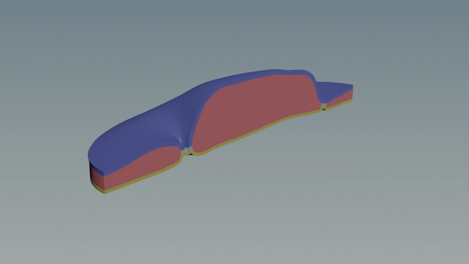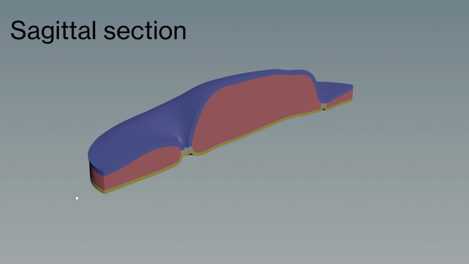So one plane of section is a sagittal cut down the middle of that embryonic disc. And you can see that this sagittal cut shows us the locations of the oropharyngeal and cloacal membranes. And remember, that's where the ectoderm and the endoderm are fused together, and there's no mesoderm between the layers there.